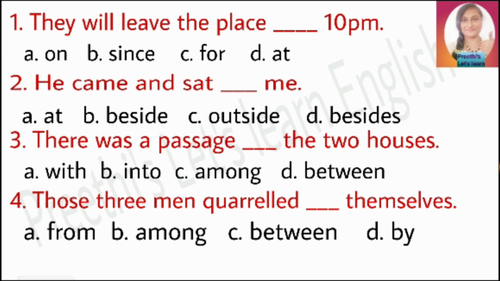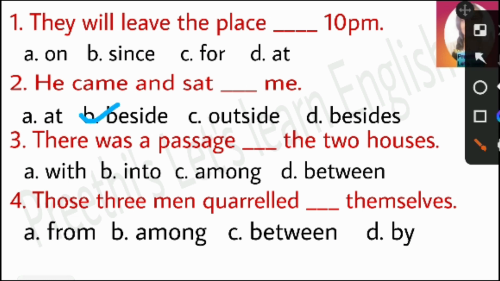Next, second one, he came and sat blank me. Options are at, beside, outside, besides. So here we have to know the difference between beside and besides. Beside means side to me. Okay. And option D, besides, means along with. When we are talking about two things, not only that but also this and that, at that time we have to use besides. Besides means along with. Now the correct option is option B, beside, side to me.